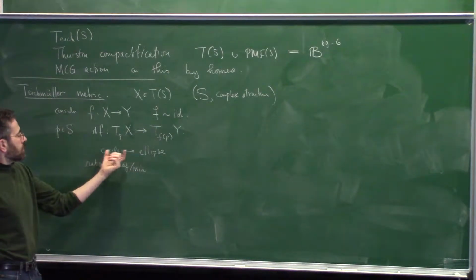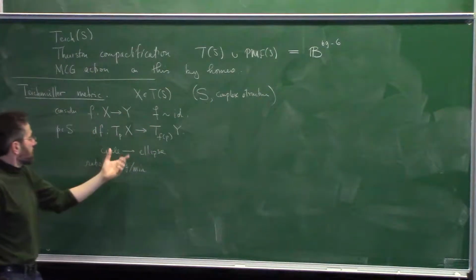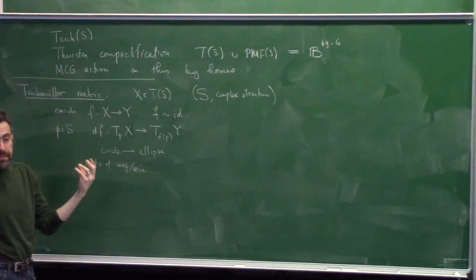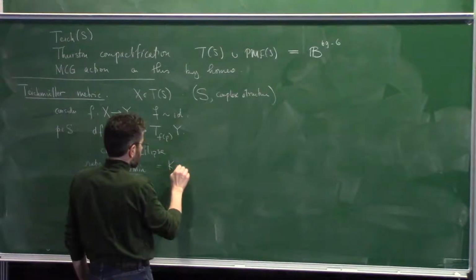So the point is, the difference between circle and ellipse is well defined. Given a complex structure, you know what this ratio is for the ellipse. Not what the size is, but what the aspect ratio is. So the aspect ratio we'll call K_F(P).